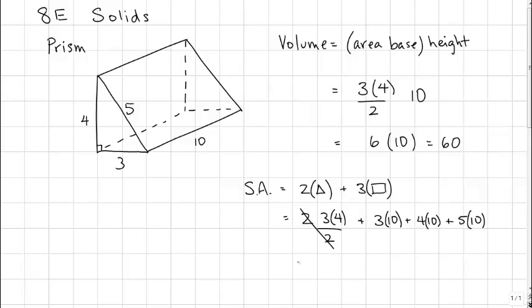It's 5 times 10. So when you add this all up, you get 12 plus 30 plus 40 plus 50, which all adds up to 132. And that'd be 132 square units. So again, if it's in centimeters, it'd be square centimeters. If it was in feet, it'd be square feet.